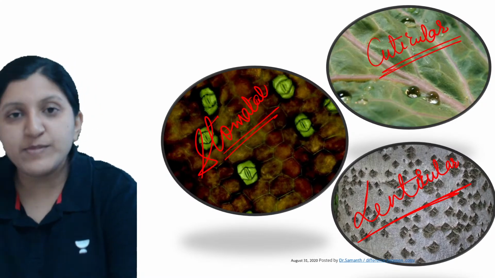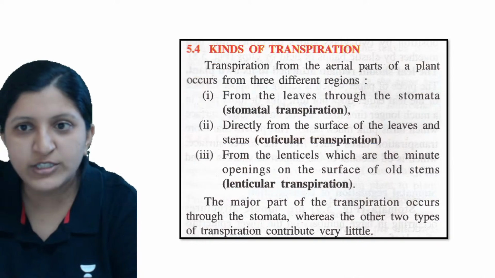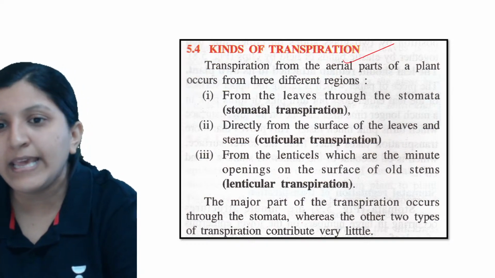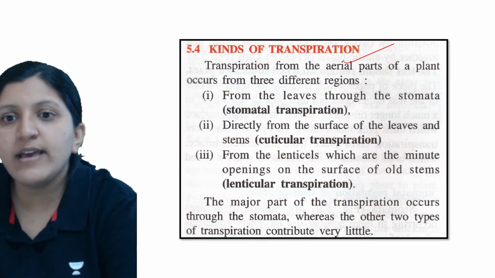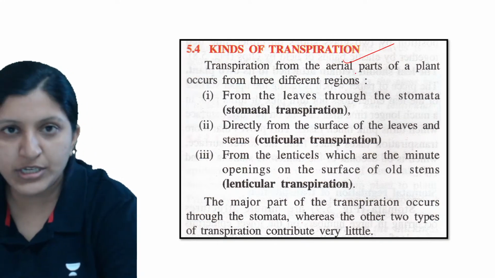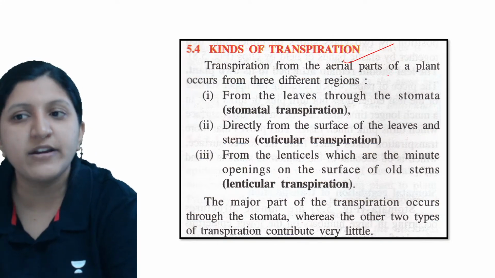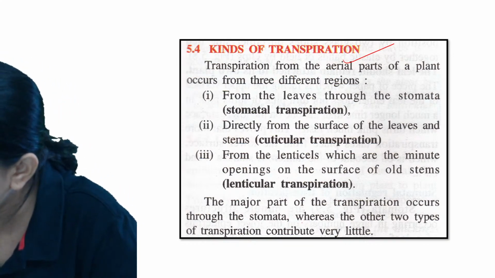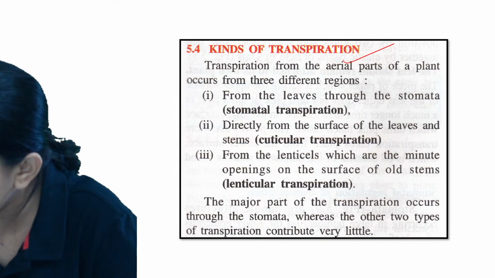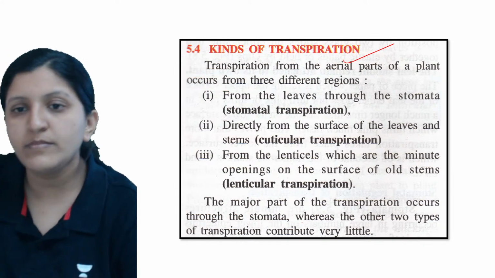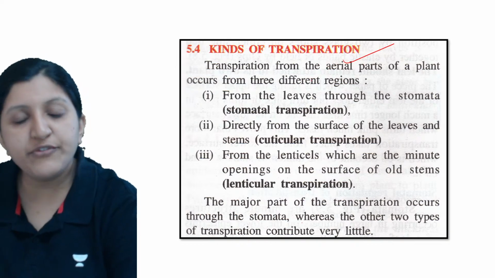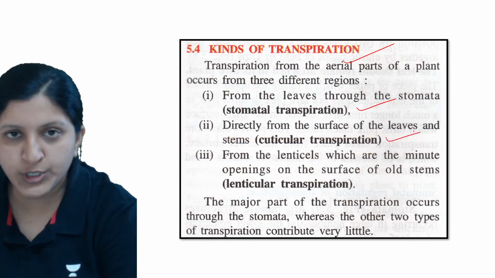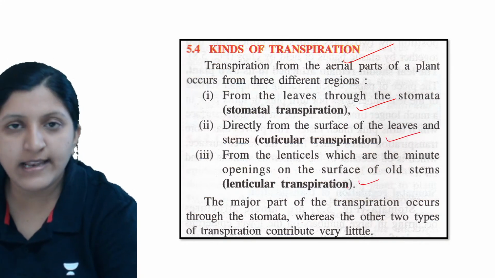So there are types of transpiration that we are going to look into today, that is the kinds of transpiration. Transpiration from the aerial parts of the plant occurs from 3 different regions. So one is through the stomata, the other one is through the cuticle, and then there is lenticular transpiration.